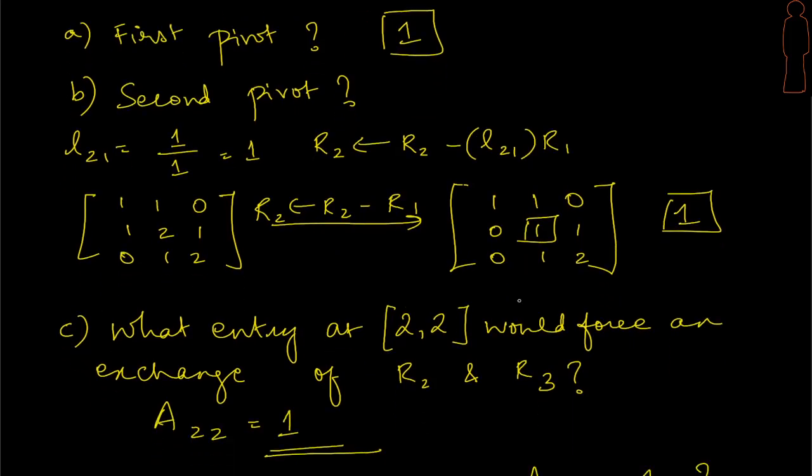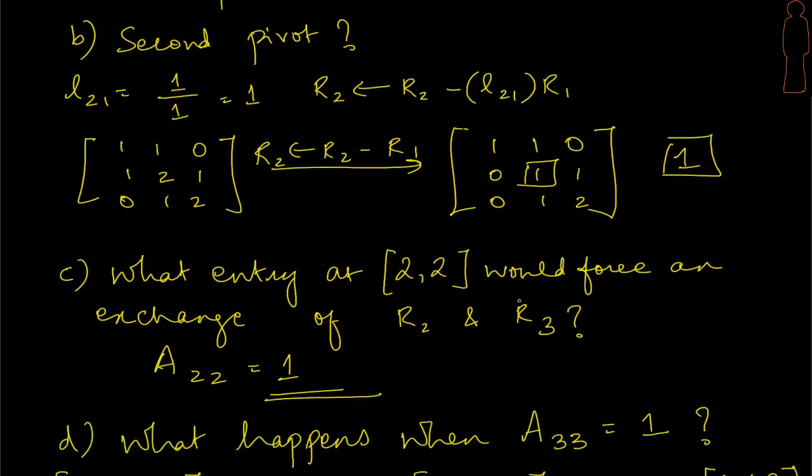So that's it, right? If in the original coefficients we had a22 to be 1, then this would force an exchange of the rows, row 2 and row 3, right? Okay, so let's move to the next part.